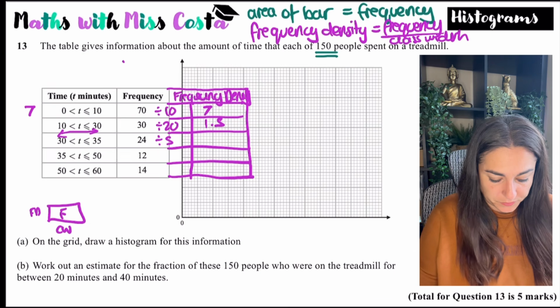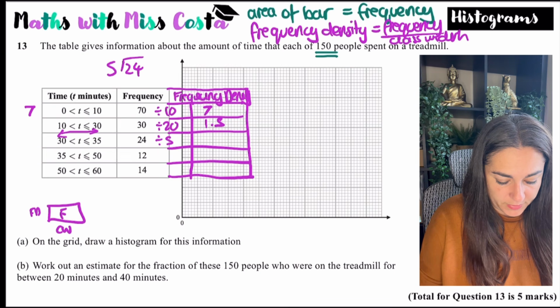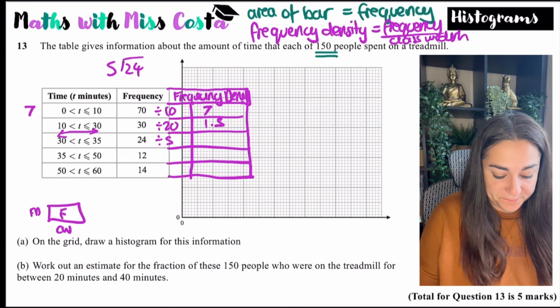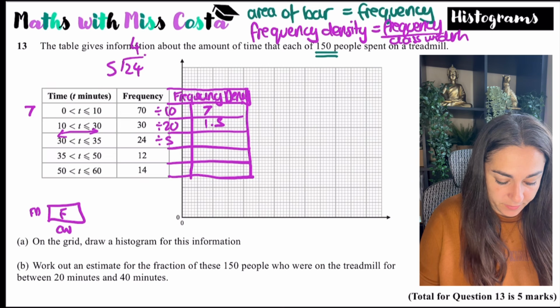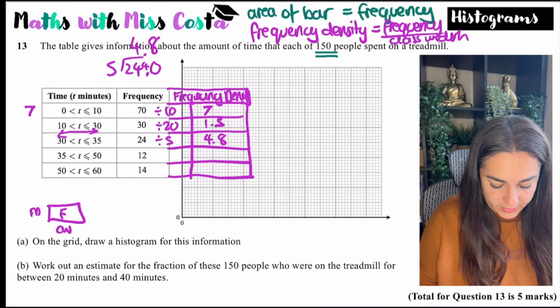So probably use bus stop for that. So 24 divided by 5. 5's into 20 go 4, remainder 4. And 5's into 40 go 8. So that would be 4.8.